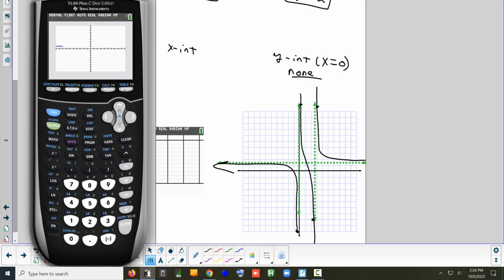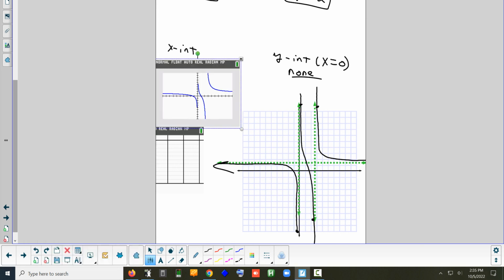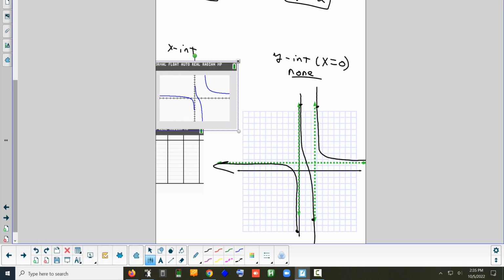Let's see what happens with the middle. I don't think the calculator is going to be able to draw it. No. It got too steep in here. So when it gets too steep, the calculator gives up and it just stops. But my graph this time is better. That's what it should look like.